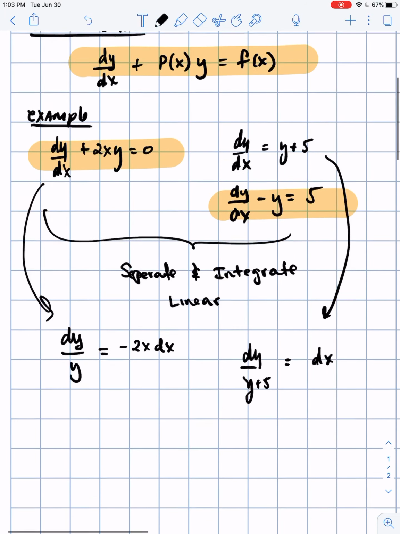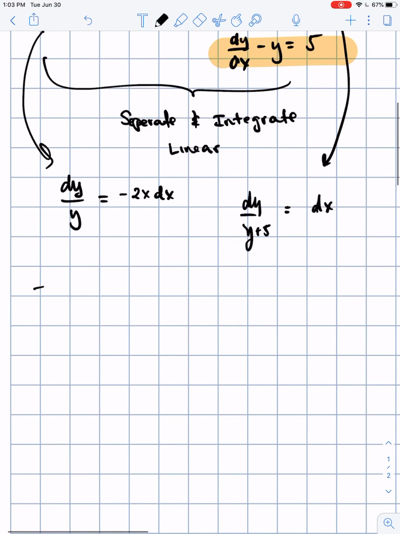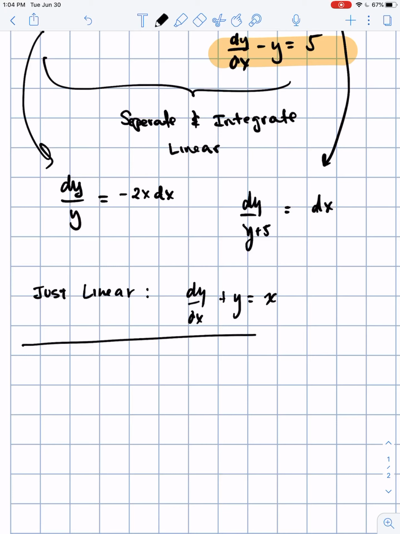Now, something that is just linear, and I'm going to solve this for you in one of the examples, is only linear, meaning you can't separate and integrate.